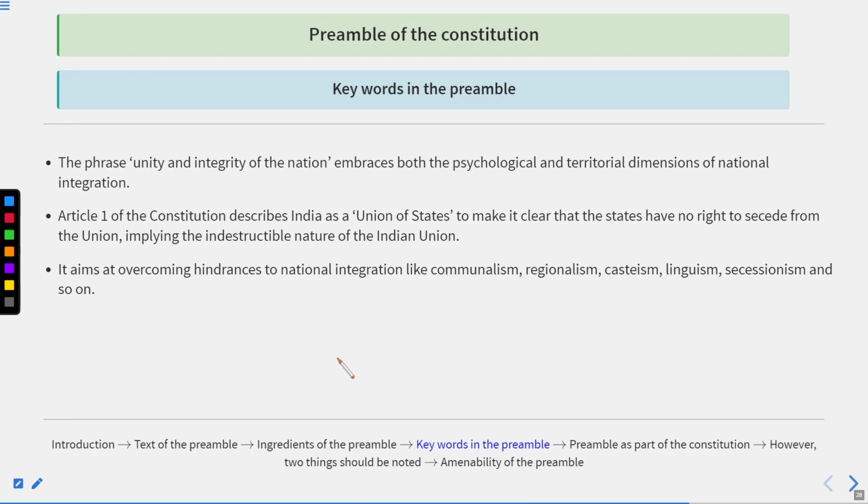The phrase unity and integrity of the nation embraces both the psychological and territorial dimensions of national integration. Article 1 of the Constitution describes India as a union of states to make it clear that the states have no right to secede from the union, implying the indissoluble nature of the Indian Union. And remember that the Indian Union is not a part of any agreement.